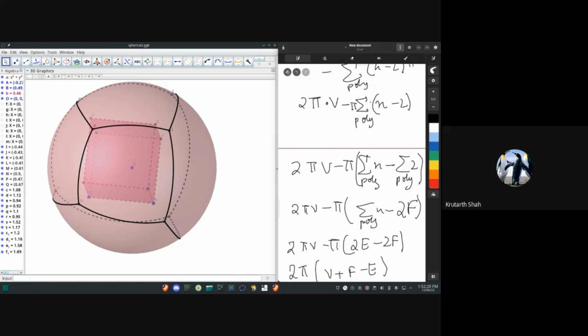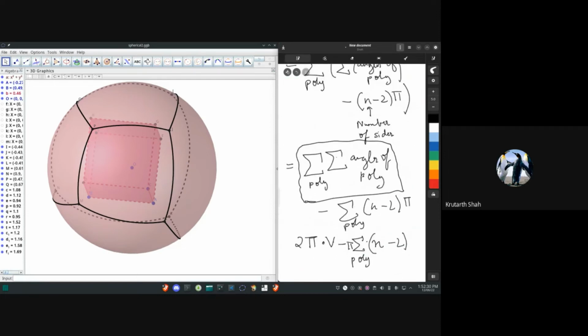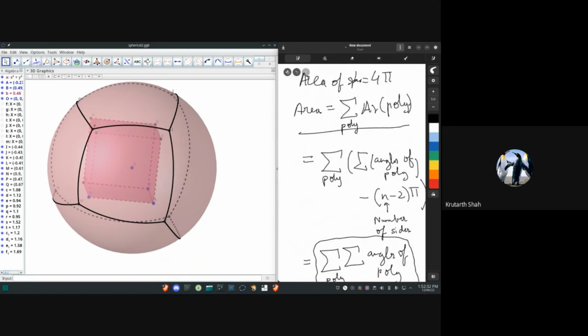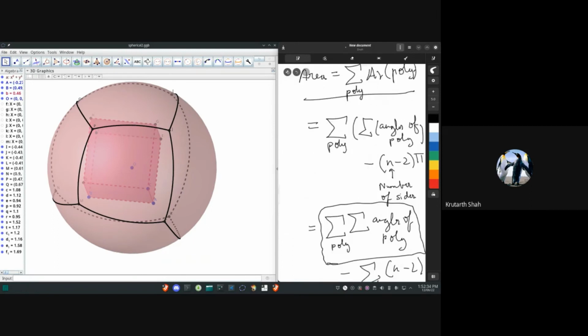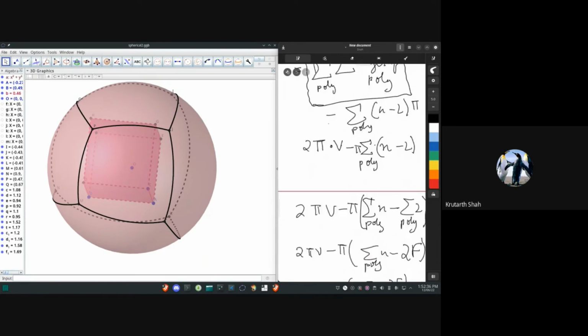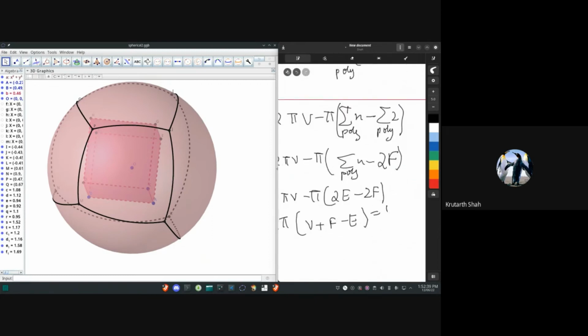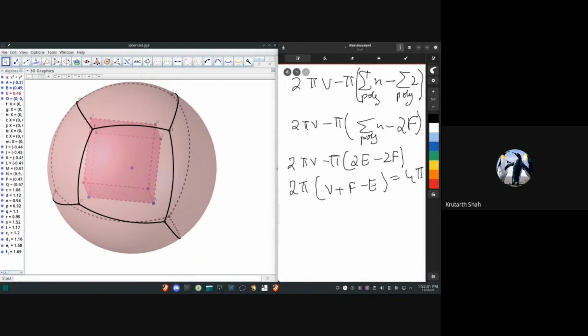But what we have counted is nothing but the area of the sphere, which is nothing but 4 pi. So we can equate this to 4 pi and we get the result.